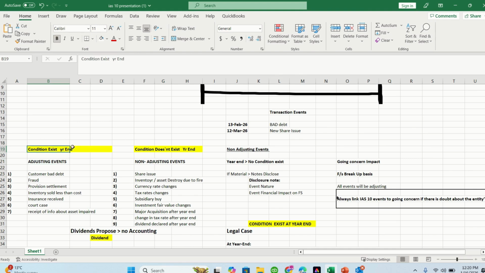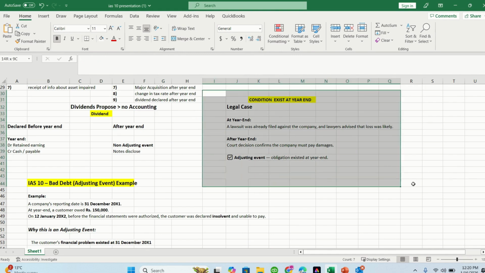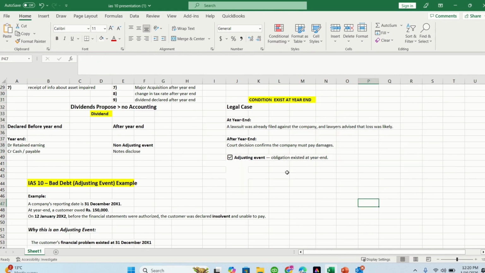So what does condition exists mean? Here I created a simple example. Condition exists at year end. We have a legal case. At year end, a lawsuit was already filed against the company and the lawyer advised that loss was likely. After year end, the court decision confirms the company must pay damages. So it became our adjusting event. The obligation exists at year end.